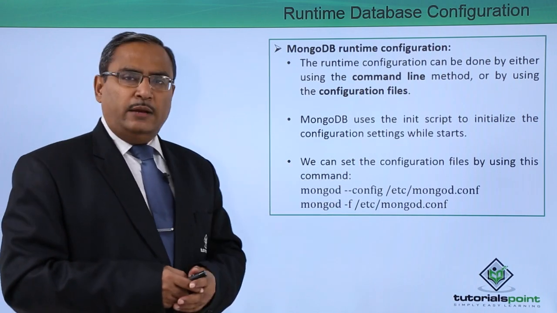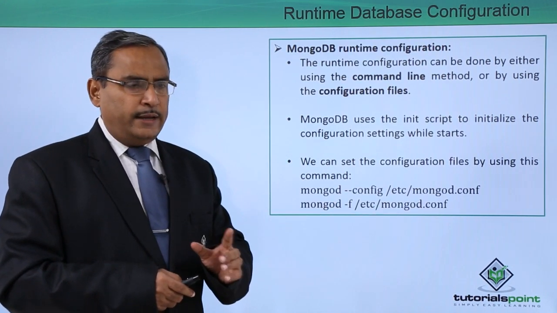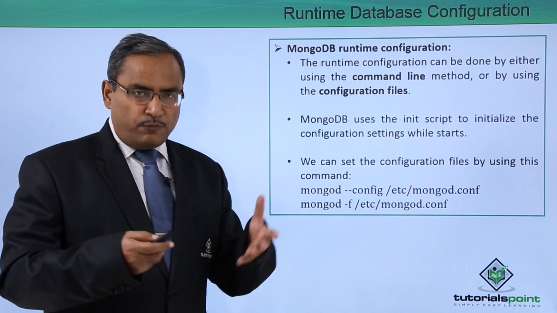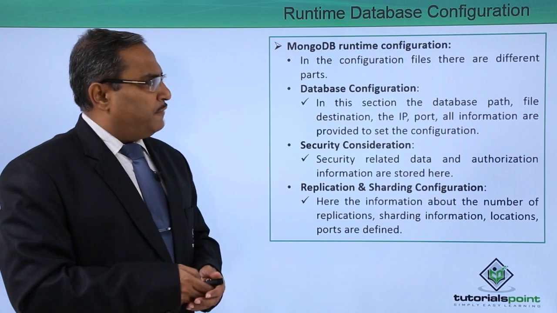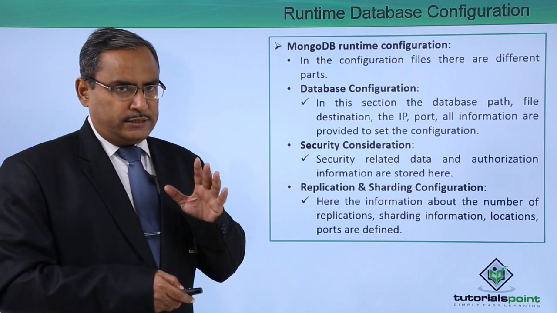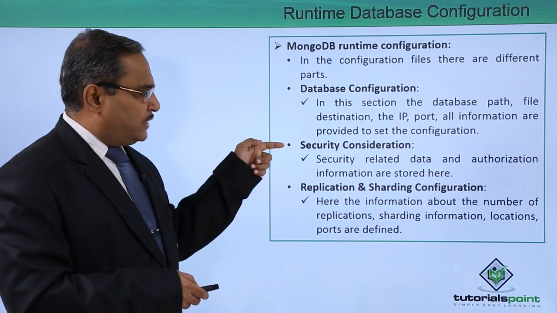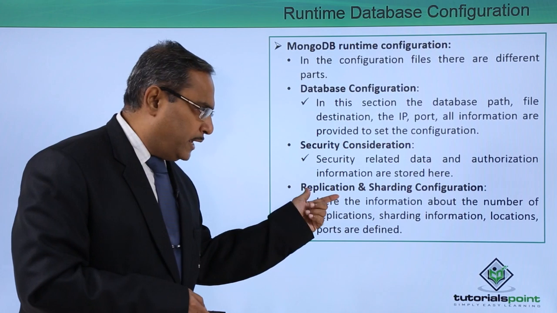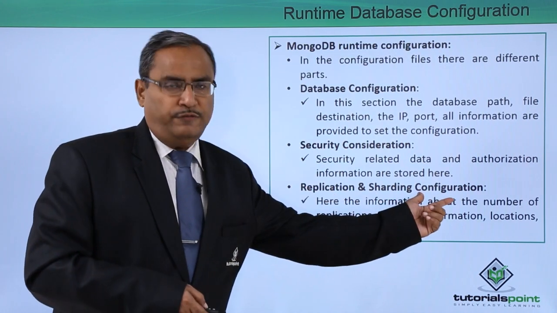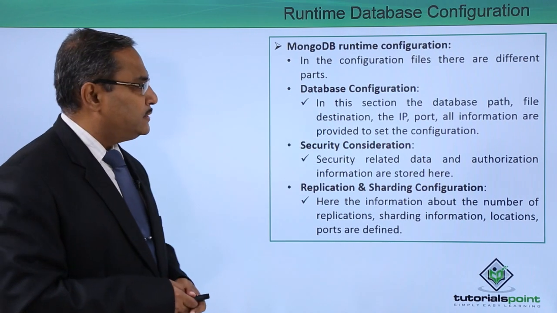Now the question comes to mind: what are the different sections which will be decided in this configuration file? So let us go for that case study. In the configuration file, there are mainly three sections, three parts. The first one is the database configuration, the next one is the security consideration, and the last one is the replication and sharding configuration. So first is the database configuration. Let us have some discussion on it.